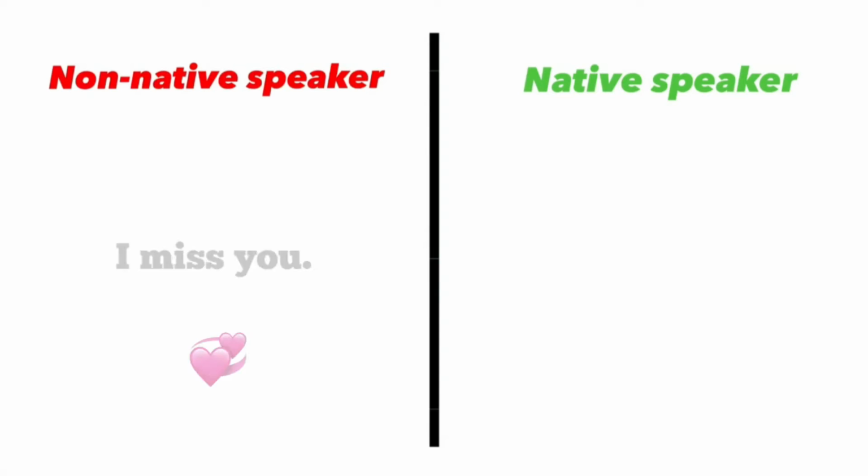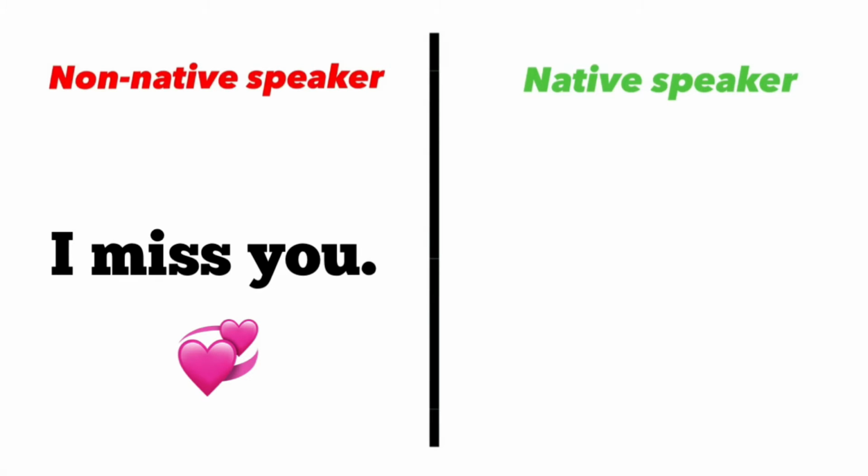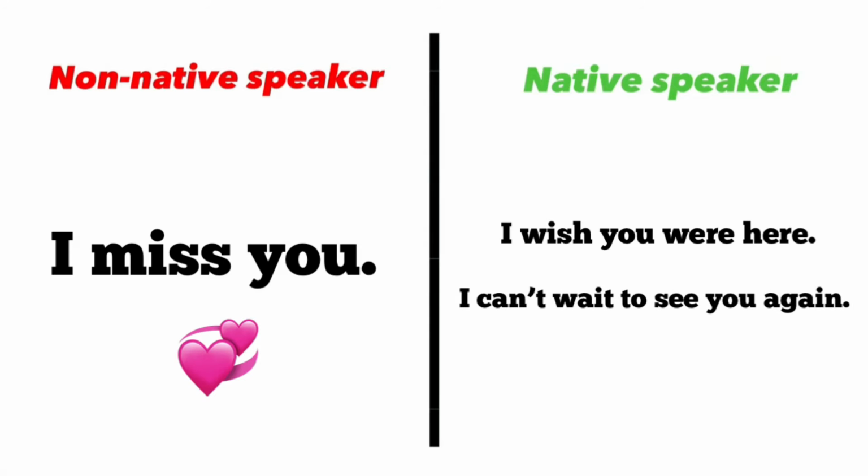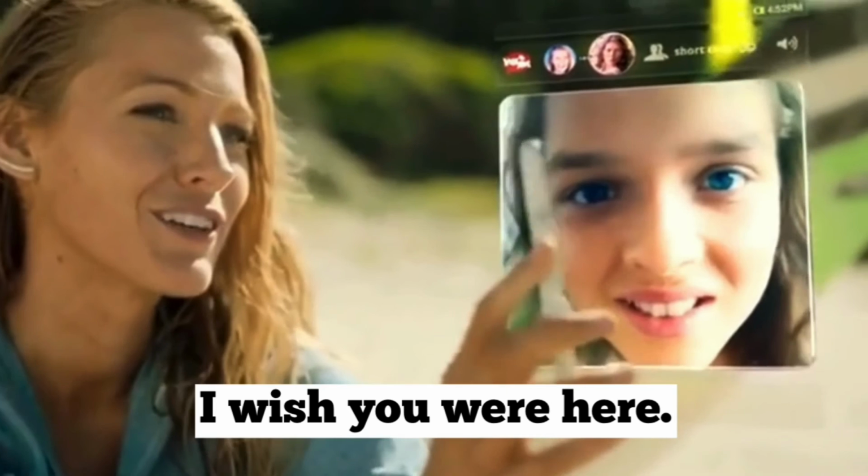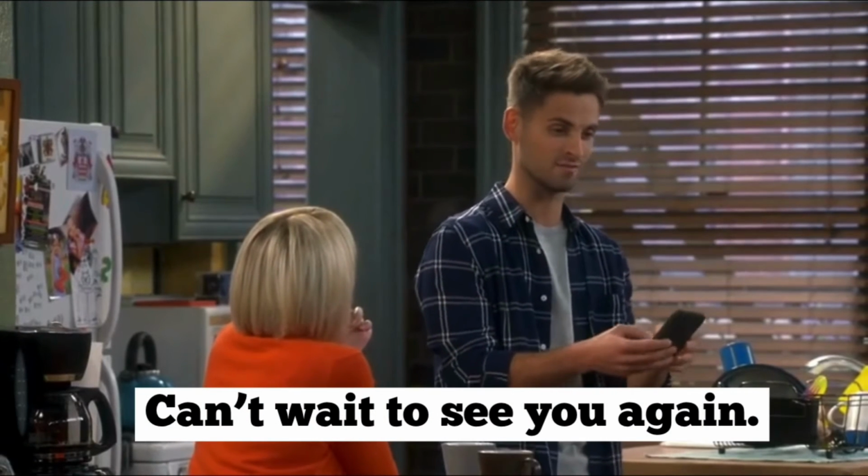Let's hang out. The next sentence is about when you miss someone and you want to meet them as soon as possible. Well, instead of saying I miss you, you can tell them I wish you were here, or I can't wait to see you again. These sentences are much more common if you want to look more like a native speaker. So try to memorize these sentences. I wish you were here. Can't wait to see you again.